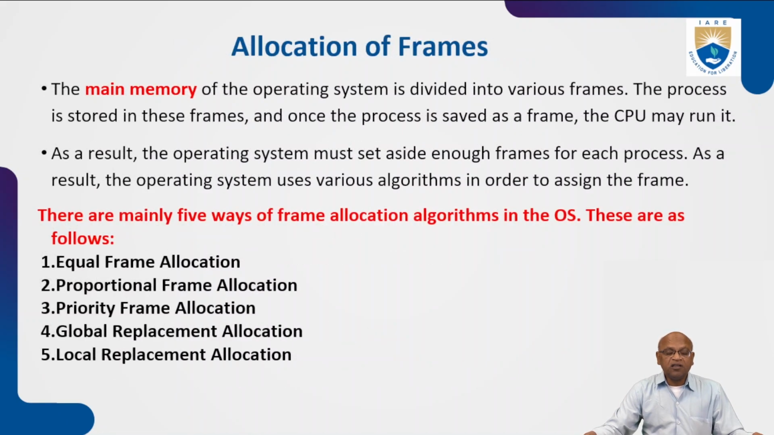The main memory of the operating system is divided into various frames. The process is stored in these frames, and once the process is saved in a frame, the CPU may run it. As a result, the operating system must set aside enough frames for each process, and it uses various algorithms to assign the frames. There are mainly 5 frame allocation algorithms: equal frame allocation, proportional frame allocation, priority frame allocation, global replacement allocation, and local replacement allocation.